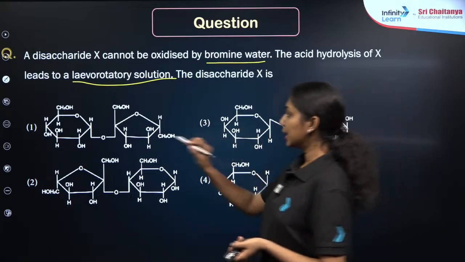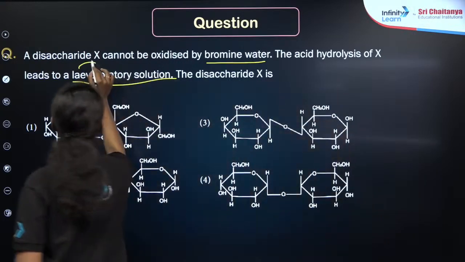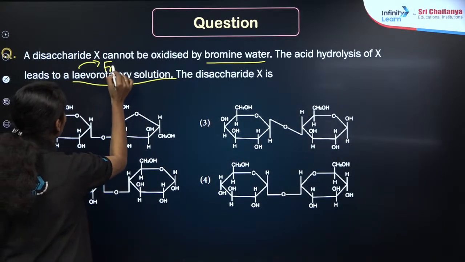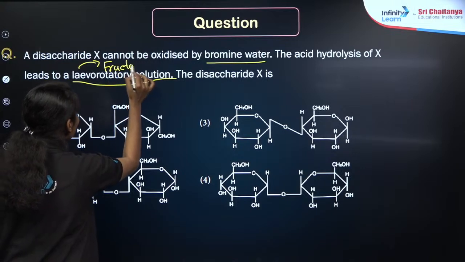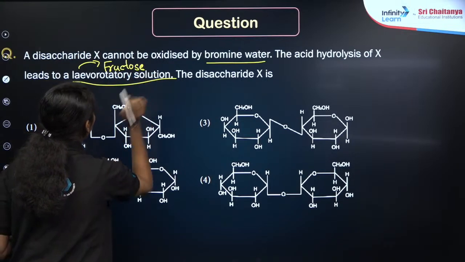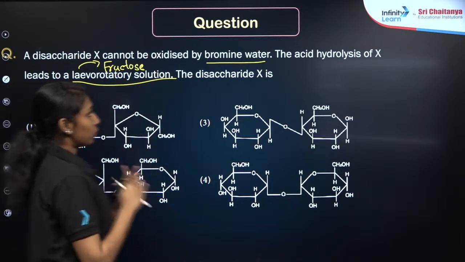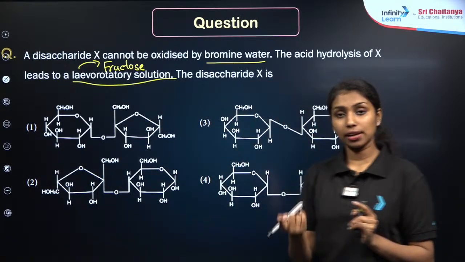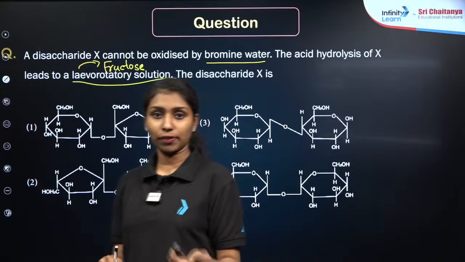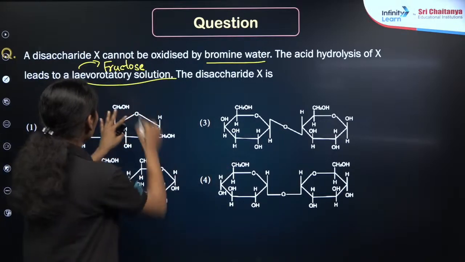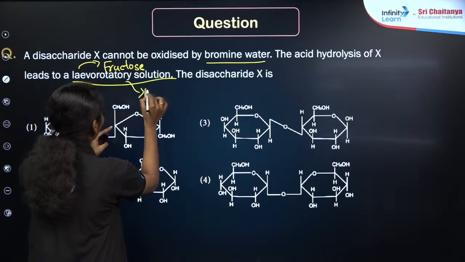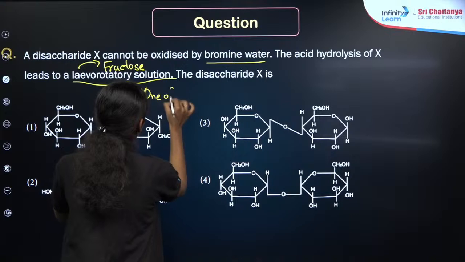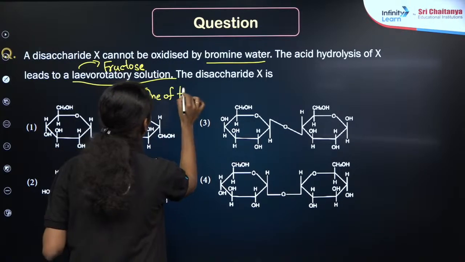Okay, we already know that a levorotatory solution may be the fructose molecule, right? So, we must have an idea about the hydrolysis of disaccharides forming the different monosaccharides. As we already know, sucrose will undergo hydrolysis to form glucose and fructose, right? So, one of the products will be fructose here, having the levorotatory solution.